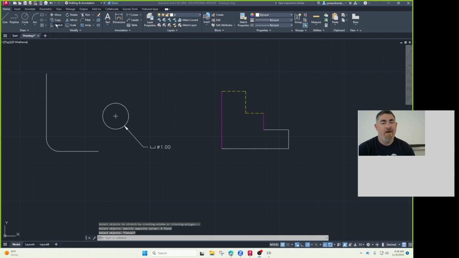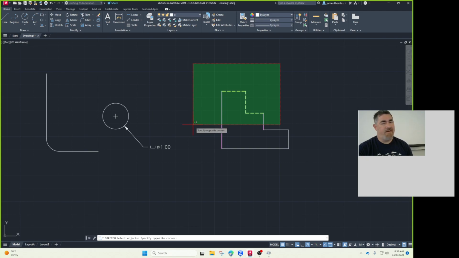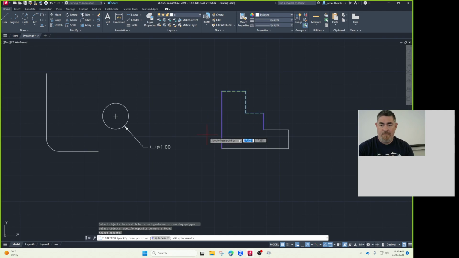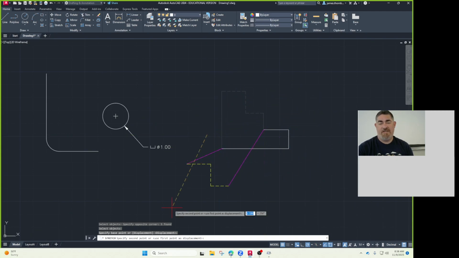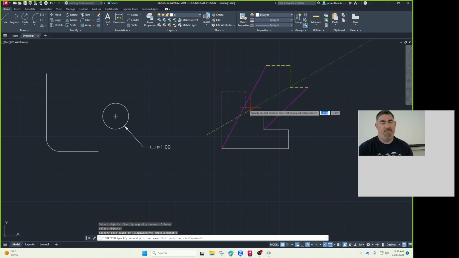Start recording this. So if I do the stretch command and I pick a crossing rectangle like this, the yellow lines that are totally inside are just going to move around. The two purple lines that I'm crossing, those are the ones going to stretch. If I select here, see the yellow lines are staying exactly like they were. They're just moving around. The two lines that I crossed, those are the ones changing their angle. They're the ones stretching. Right?